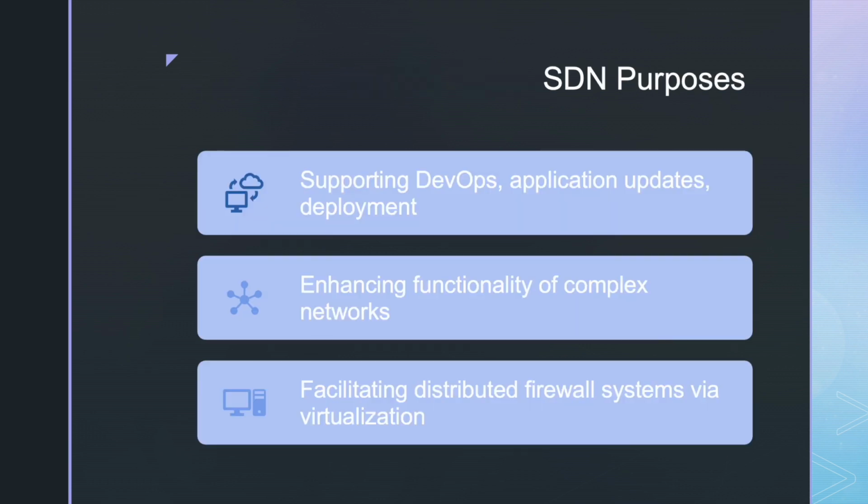So what is the purpose of SDN? Well, it supports various functions like DevOps, application updates, and IT infrastructure improvements. It enhances complex networks, including campus networks, by providing higher automation and centralized management. Plus, it can create distributed firewall systems for enhanced security.